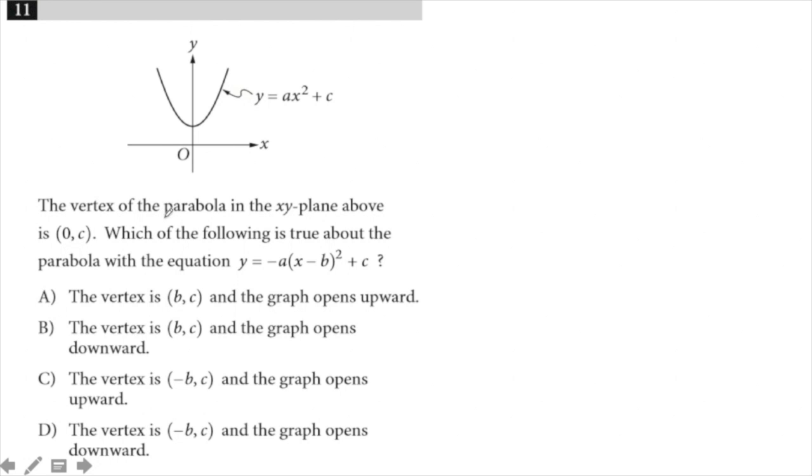The vertex of the parabola in the xy plane above is (0, c), so here is point C. Which of the following equations is true about the parabola? Which equation? This one? Okay, you learned about transformations. First, I have f of x, and then I want to change this to f of x minus b, or x minus something. When b or a is a negative or positive number, the graph of y equal to f of x will be moved to the left or to the right.